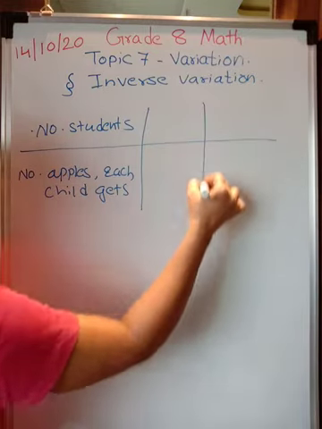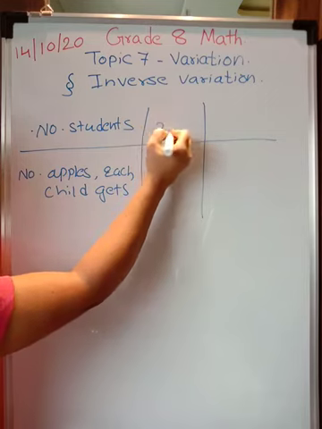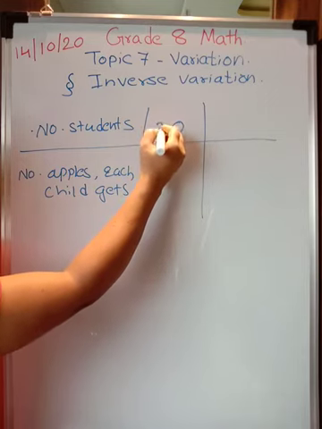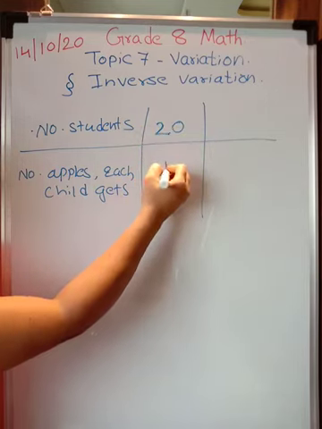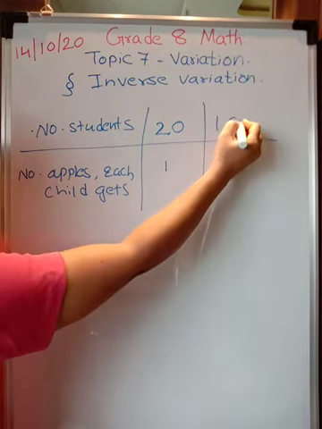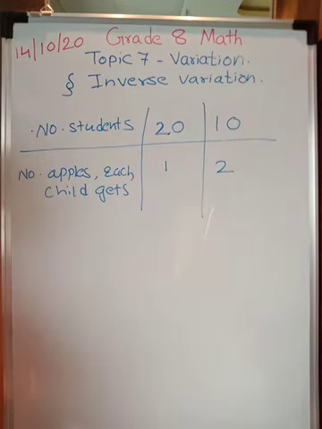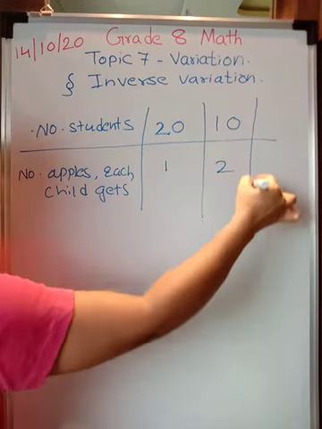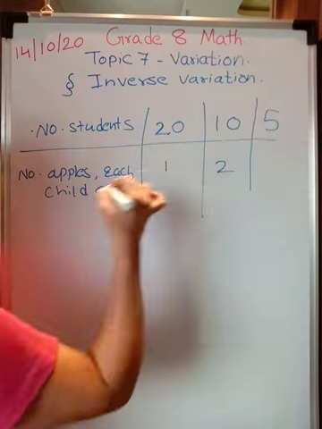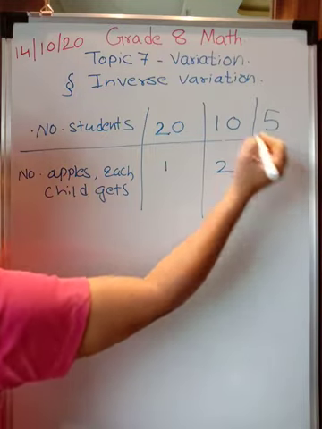Now I have 20 apples. If the number of students is 20, and I have 20 apples only, each child is going to get only one apple. If there are only 10 students, then each child is going to get 2 apples. If there are only 5 students, what can you say about the number of apples each child is going to get? Each child will now get 4 apples.